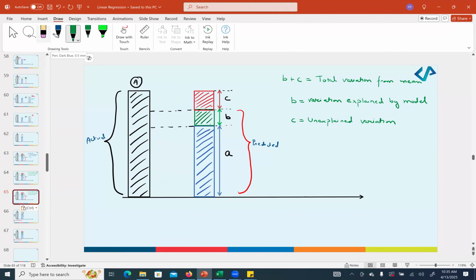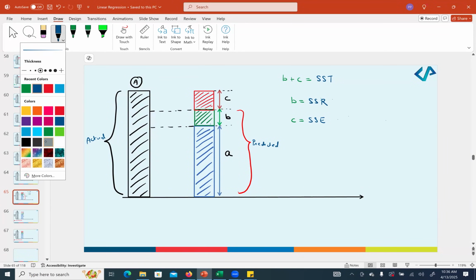Now, this B plus C that we have over here, that is the total variation from the mean. It is also called SST. SST is nothing but sum of square total. B is also called SSR, sum of square regression, my bad, not SSC. And C is also called SSE, sum of square error. Okay, I'll write it down.